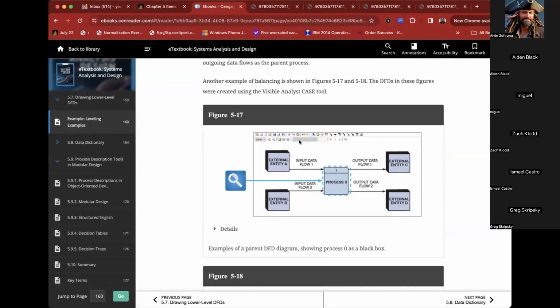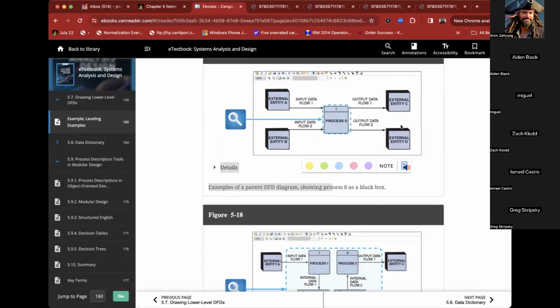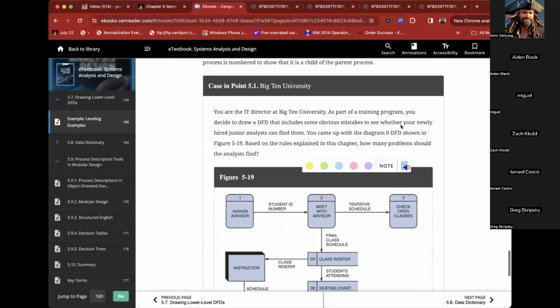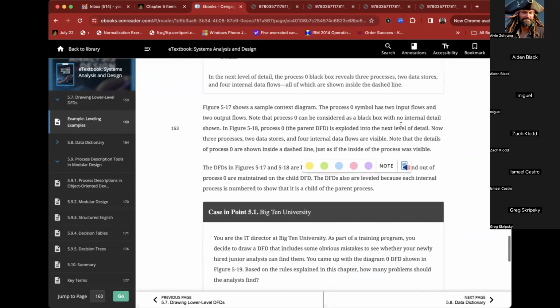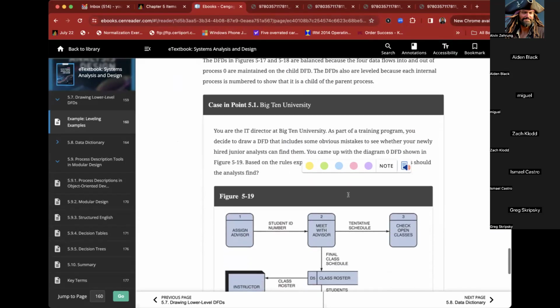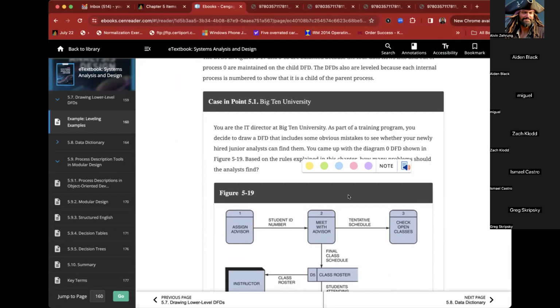Okay, so this is what we started out with, for example, and then we start exploding, exploding, exploding, and then we go like that. Okay? Now, what I want you guys to do is go to page 160 and look at case in point 5.1.